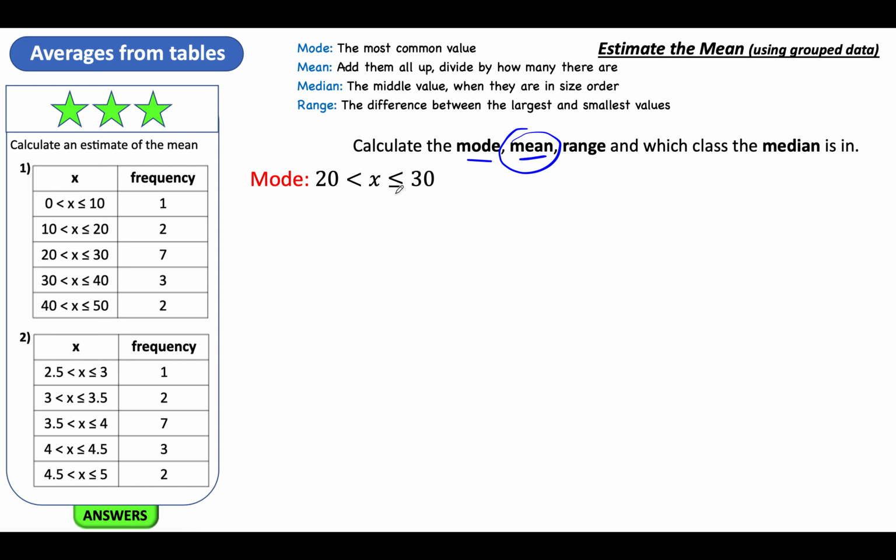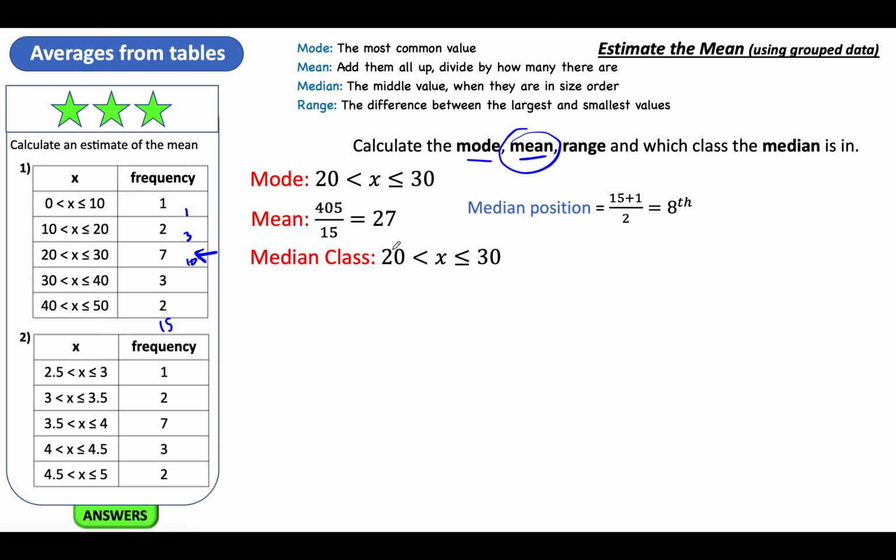Well, the mode is the most common, and in this case, that's the highest frequency there, so it's 20 to 30. The mean. Now, if you do your 2 columns, so you do your midpoint times frequency, you should get a total of 405. And the total frequency there is 15, so you divide it by 15 to get 27. The median position, well, there's a total frequency of 15, so add 1, divide by 2. That means we're after the 8th one. The 8th one is in, let's have a little look, there's a cumulative frequency of 10, so it's in this one here. So the median is between 20 and 30.